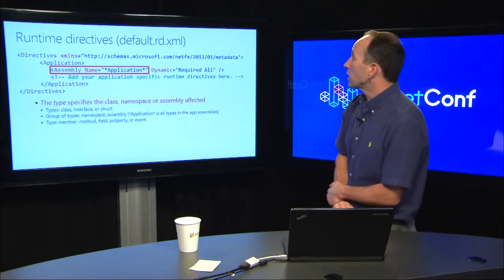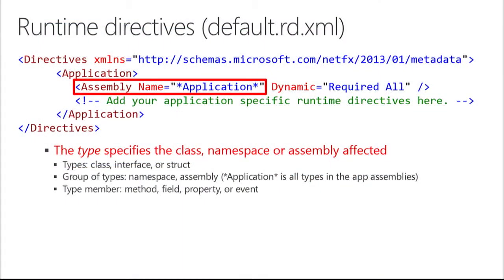So, the first section of this line is the assembly name application star application. This is actually a magic keyword that breaks out of the rules I'm going to explain in a minute. Application star application means all the types in the app assembly, so code that you, as the developer, wrote for your app.